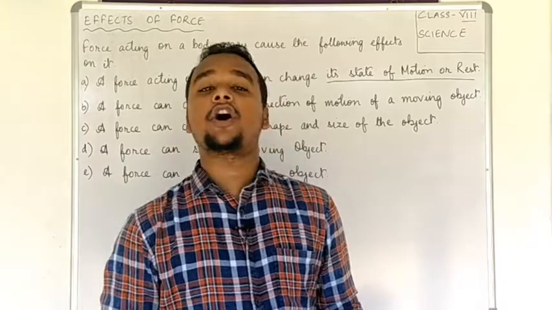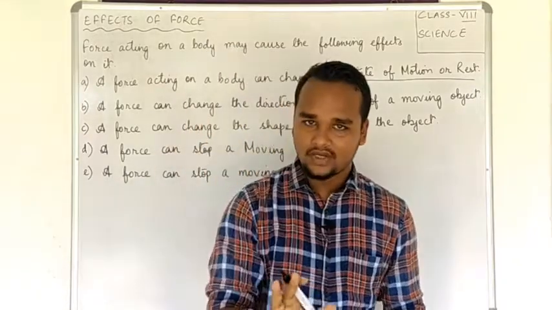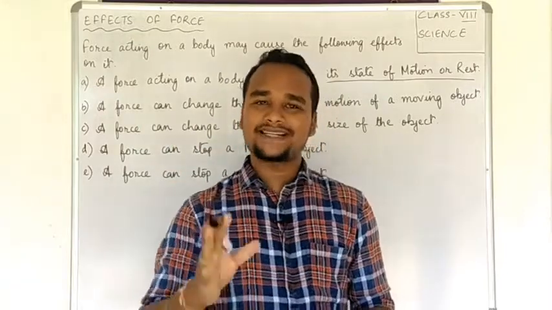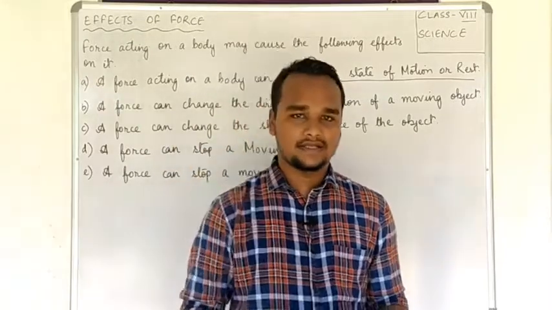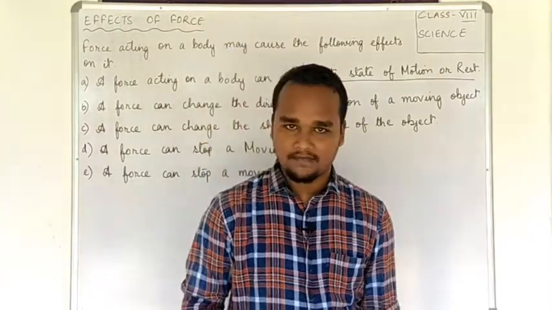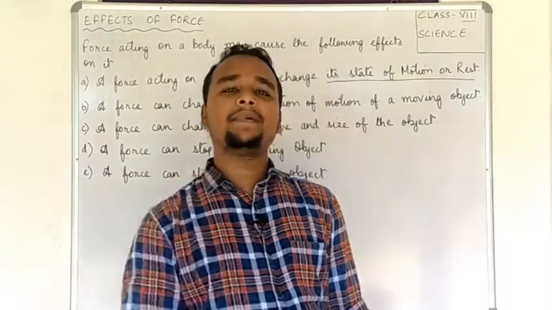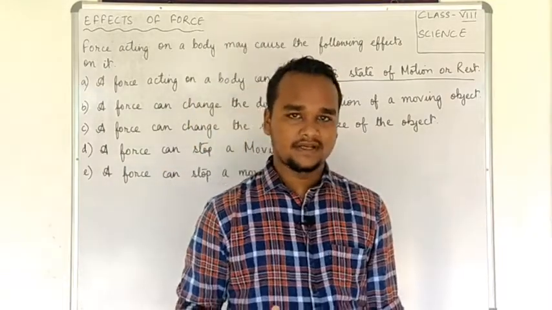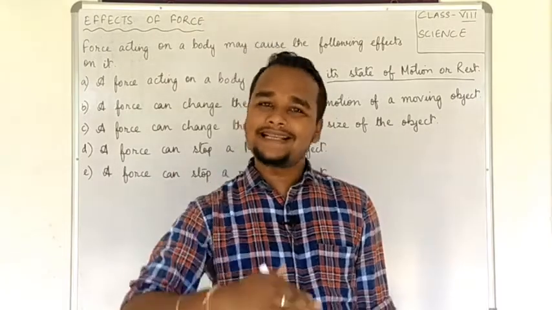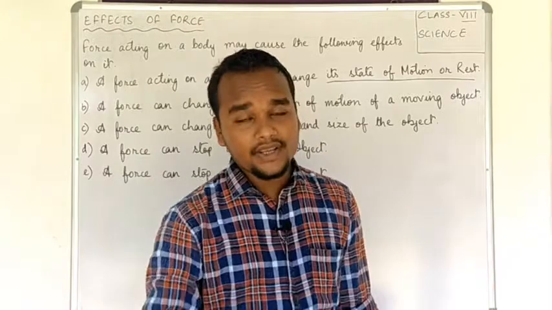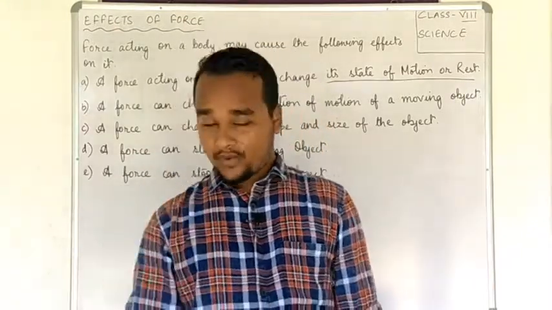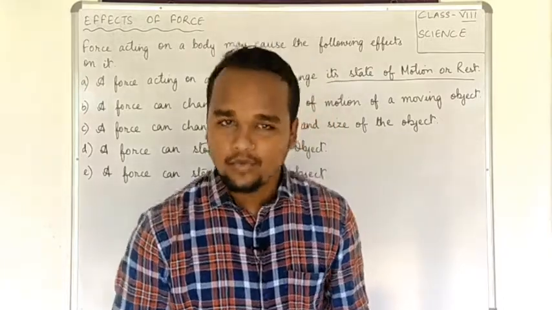Second one, a force can stop a moving body. If an object is moving, on the application of force, you can stop that moving object and bring it to rest. Then third one, a force can increase the speed of a moving object. As an example, an object is moving with a constant speed. On application of force to it, what can happen? Either the speed will increase or the speed will decrease. So on application of force, we can change the speed of a moving object.